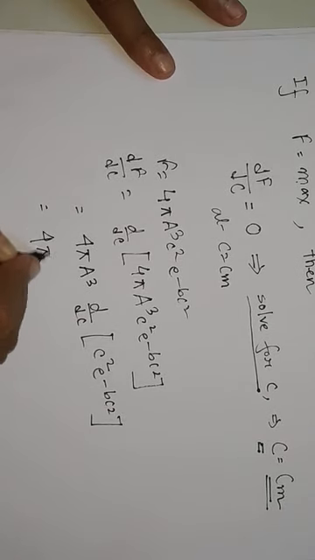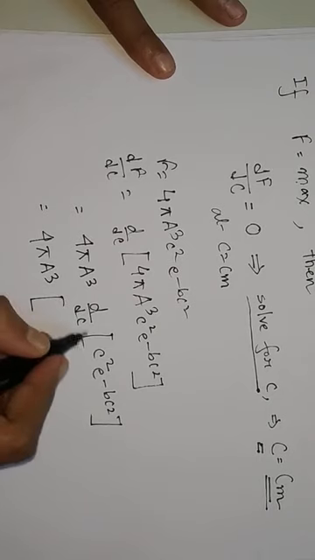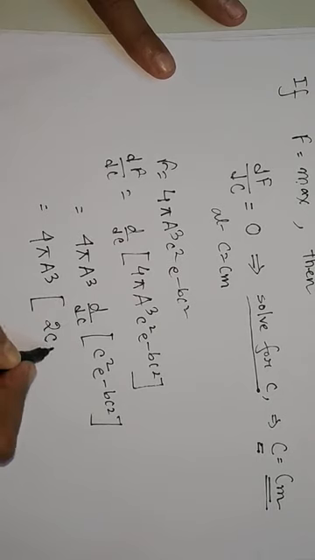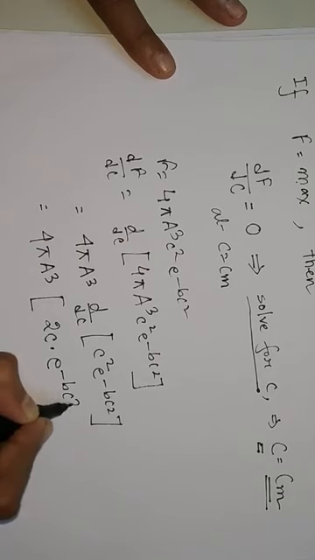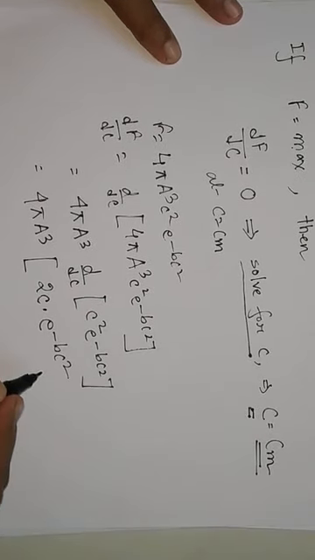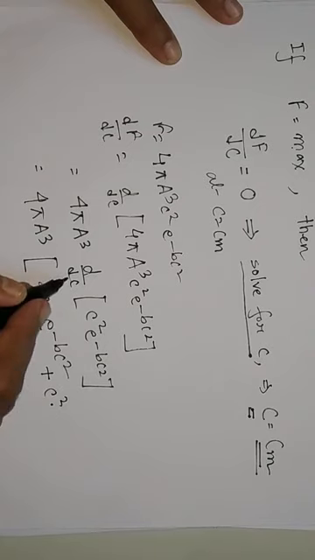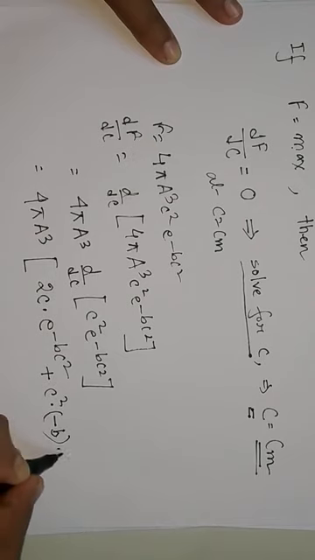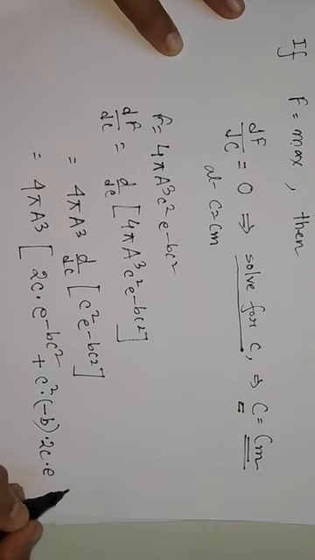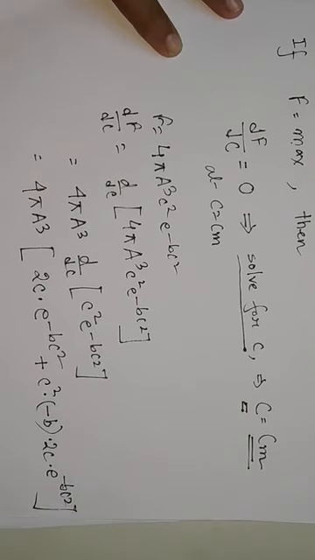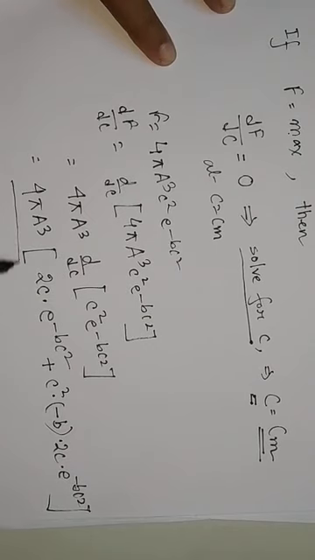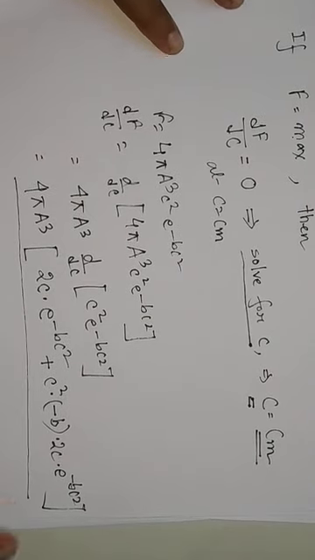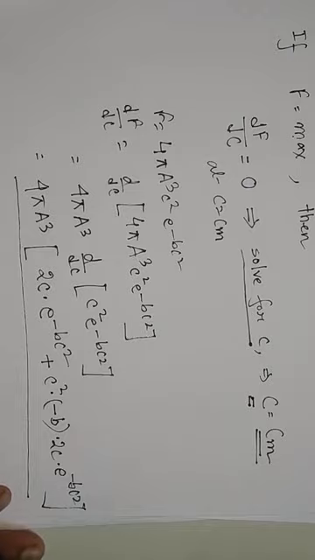So it will be 4 pi a cube times d/dc of c square, which will be 2c, into e to the power minus b c square, which will remain as it is. Then plus c square will remain as it is, and d/dc of e to the power minus b c square will be minus b into 2c, times e to the power minus b c square. Okay, now we'll make this expression equal to 0, because df dc will be 0 when f is maximum.